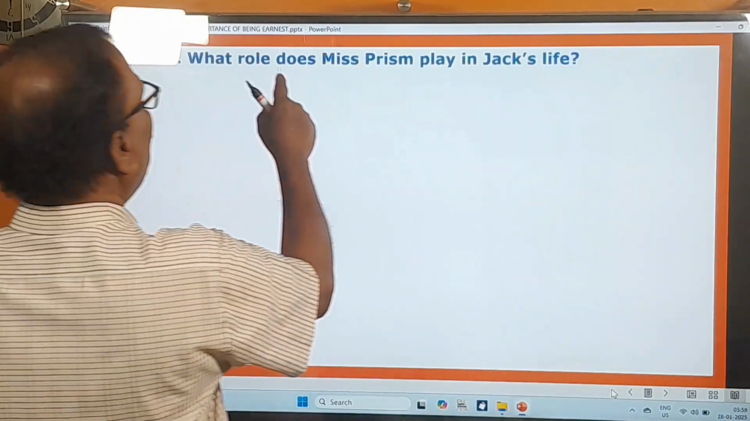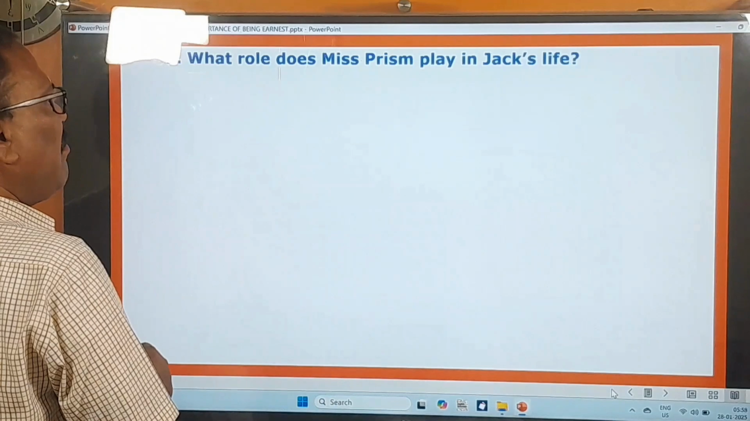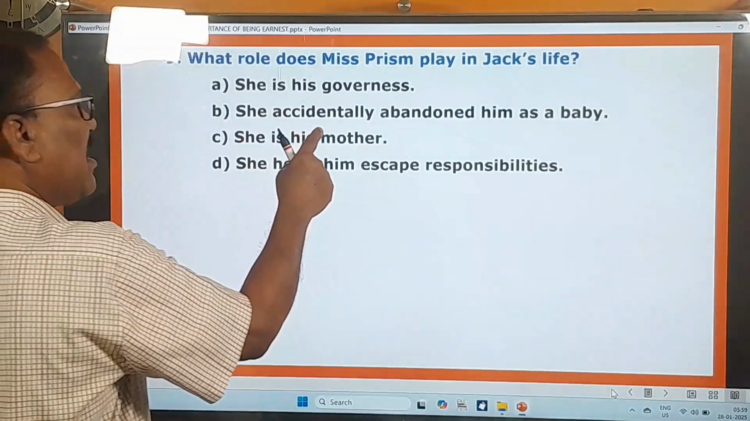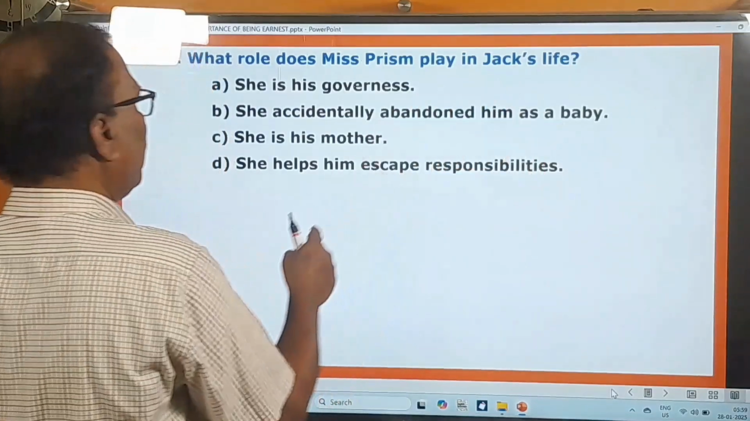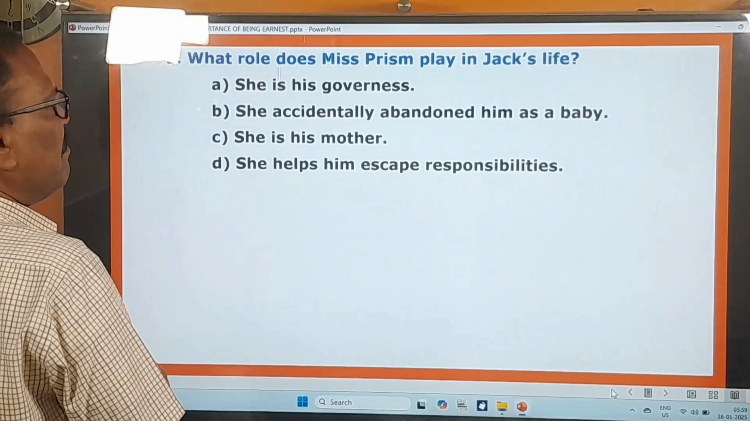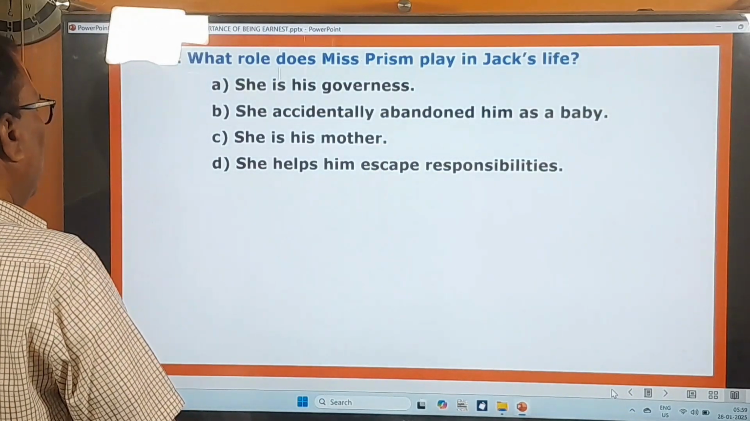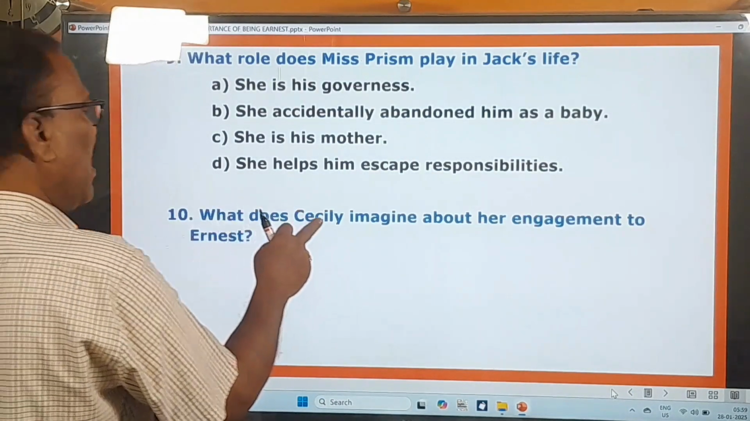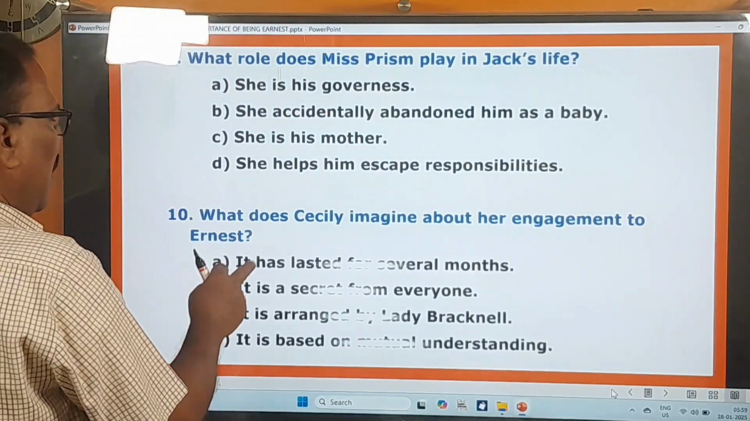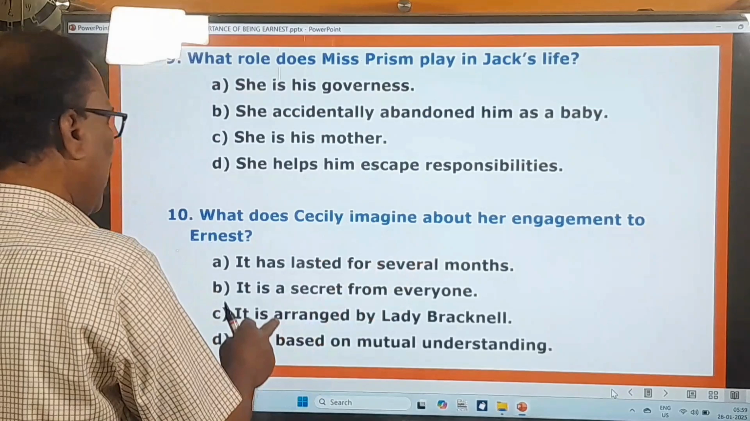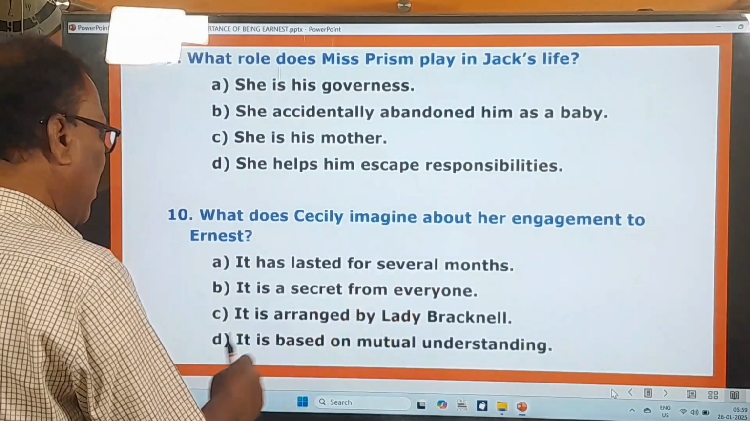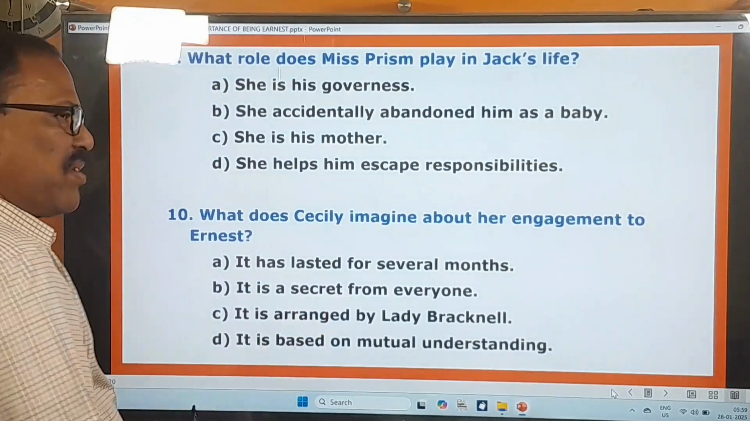Ninth question. What role does Miss Prism play in Jack's life? She is his governess. She accidentally abandoned him as a baby. She is his mother. She helps him escape responsibilities. Tenth question. What does Cecily imagine about her engagement to Ernest? It has lasted for several months. It is a secret from everyone. It is arranged by Lady Bracknell. It is based on mutual understanding.